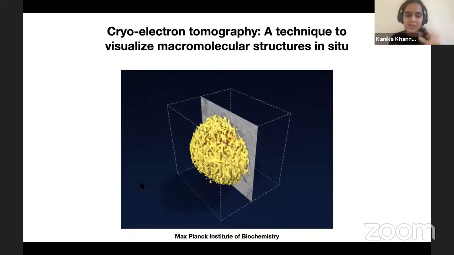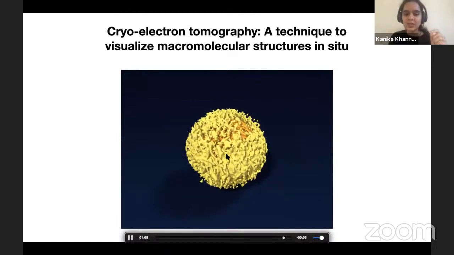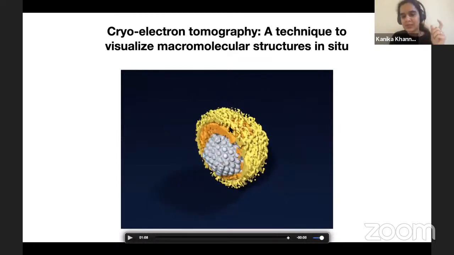And once you have these 3D images, you can see here that you can start annotating the different parts of the cellular specimen. So for example, in these viruses, you can start annotating the capsid or the glycoproteins and everything, and so on and so forth.